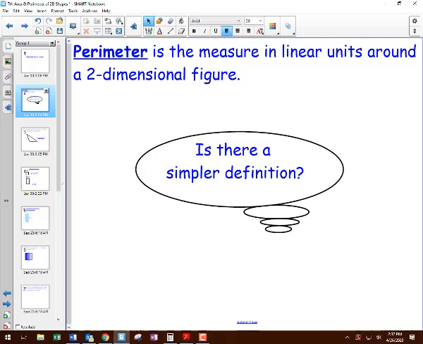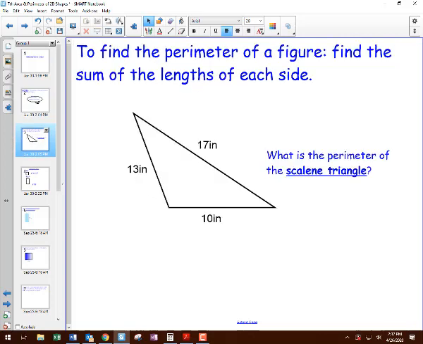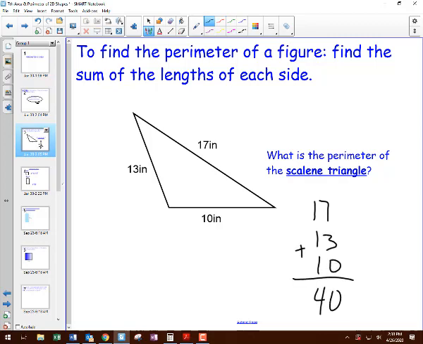Okay, and when we think of a simpler definition, we're simply going to find the sum of the lengths of all the sides. So an example that I like to bring up, it's kind of like a yard fence. You're going to add up the lengths of your yard fence to find the perimeter. So you're going to find the length of the fence around the outside of all of these objects. So on this particular example here, we're going to add 17, 13, and 10. We simply know that to be 40 inches. So perimeter of this scalene triangle is 40 inches.